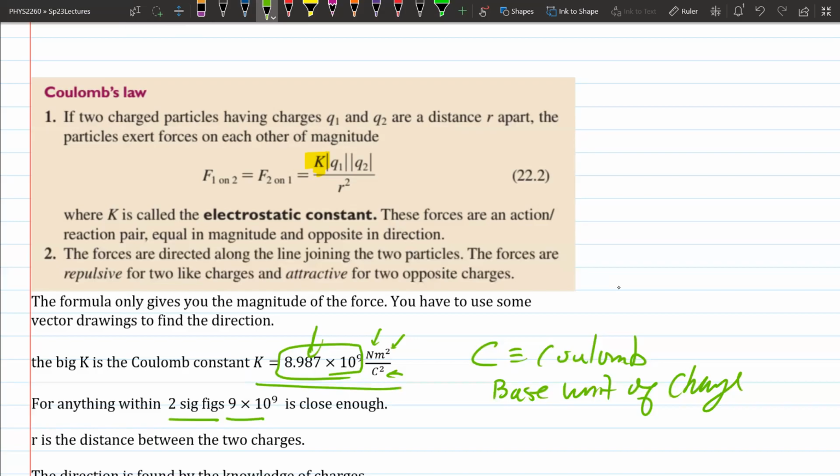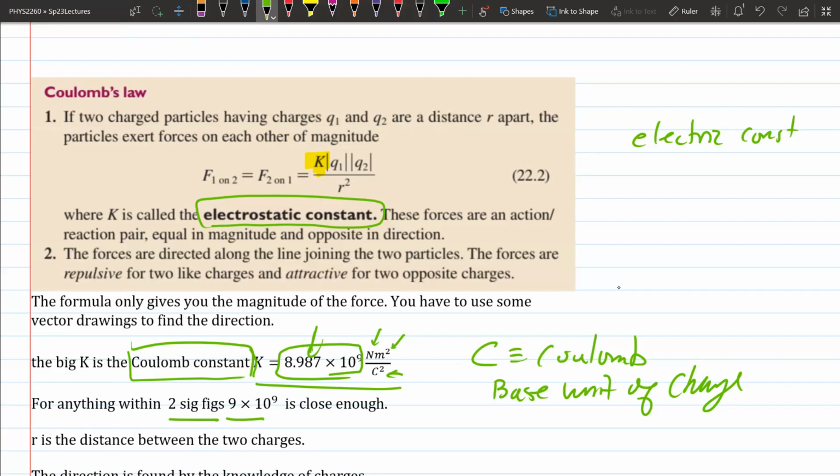So this constant, the book calls it the electrostatic constant. I typically don't like this word because there's also another constant called the electric constant that we're going to learn about in a little bit. And that's actually a very different number. So electric and electrostatic can get mixed up sometimes. What most people say is just the Coulomb constant. That's what the big K is. So we'll refer to that in class as the Coulomb constant, but when you read it in the book, it'll say electrostatic constant. It's the same thing.